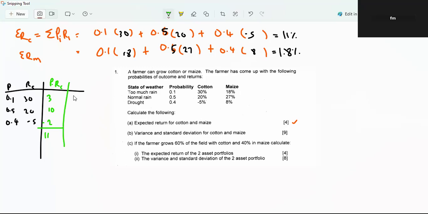Then we are going to subtract from each of these returns our expected return, the mean. So the return on cotton minus the mean of cotton. We start with 30 minus 11. What do we get? 19. Then you square the 19.